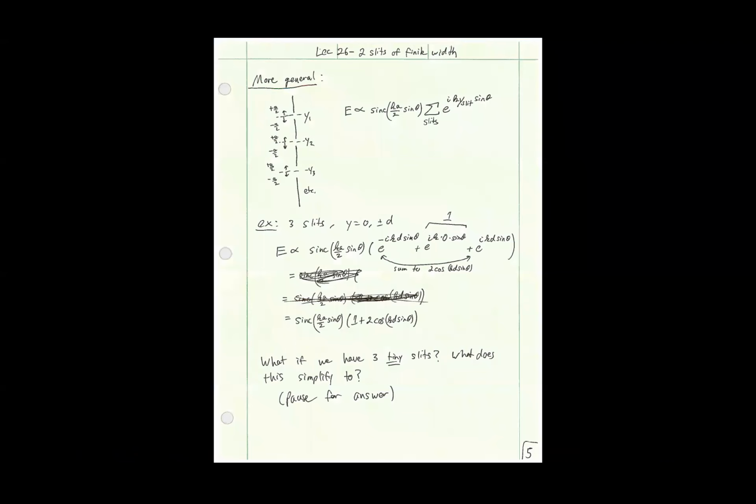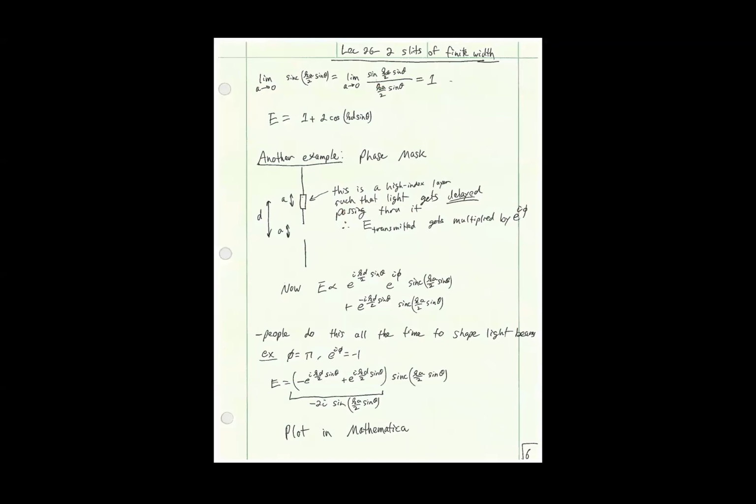Again, the message is that if you have a 3-slit or 4-slit or whatever problem, you find the pattern of 3 infinitesimal slits just by adding up e to the i k sine theta times the y coordinate of the slit. It's a generalization of what we were doing last week. Then, assuming that all of the slits are identical, you multiply by the sinc function.